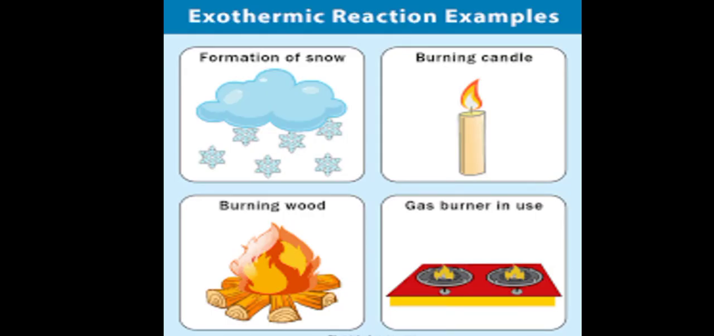Now these are the examples of exothermic reactions. Formation of snow, burning candle, burning wood, and gas burner in use. So all these examples are exothermic reactions, and what is happening in these? Heat is given out into the surroundings.